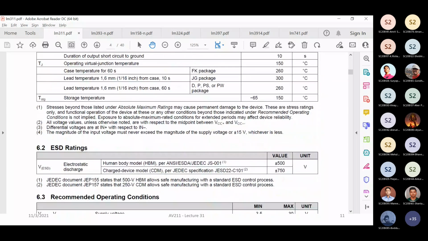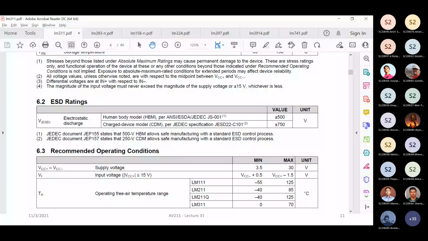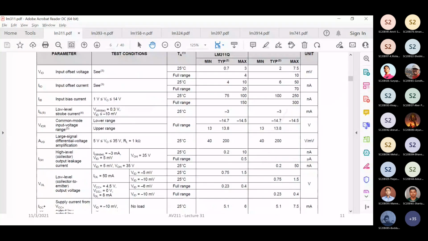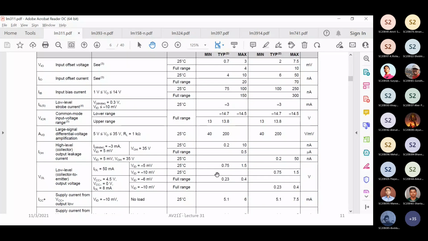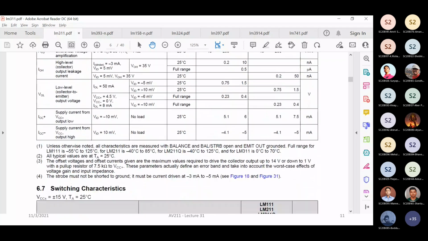So let me show you, before we look at the electrical characteristics here. This is at plus minus 15 volt, 25 degrees. This is the input offset voltage, 2 to 7.5. The full range is up to 10 millivolt. Offset current, bias current, everything is there. Input common mode range and all that is there, right? And what is your VOL? VOL is around 0.75 to 1.5 volt.